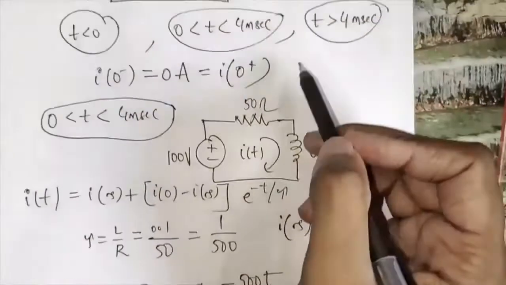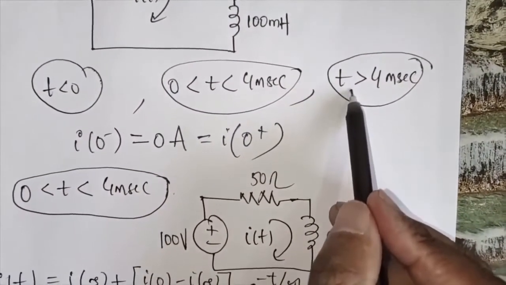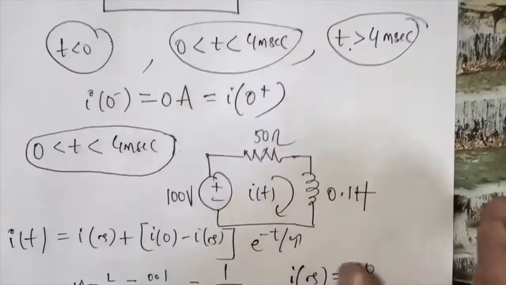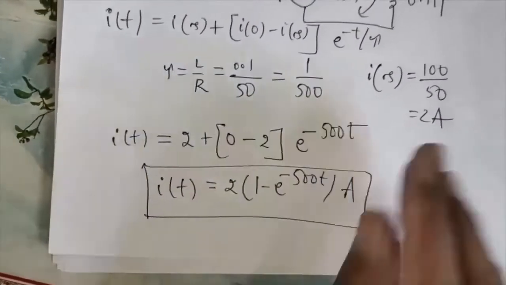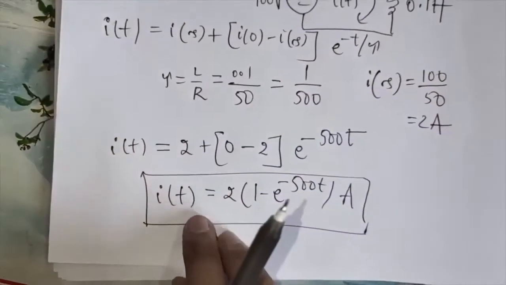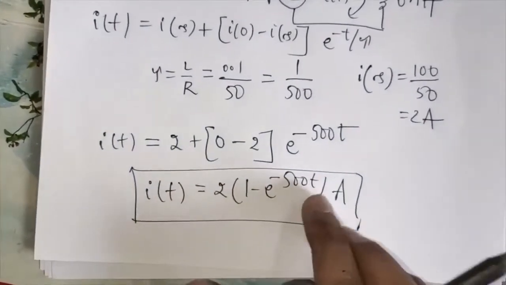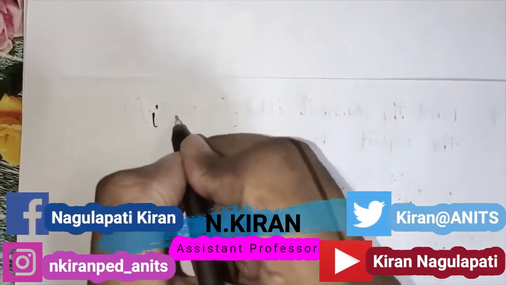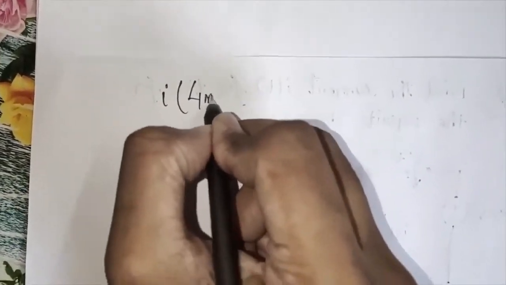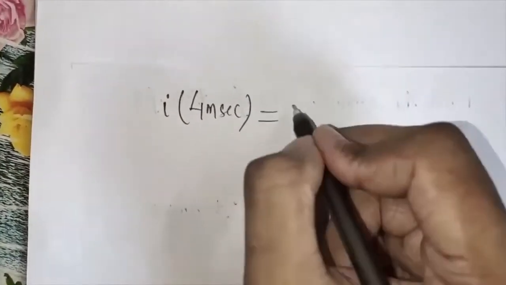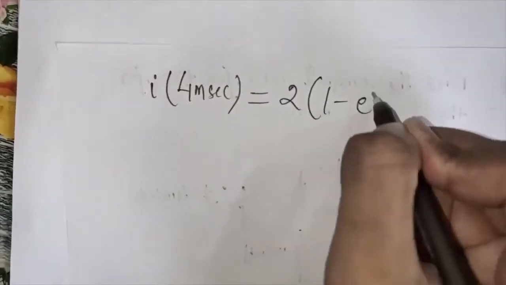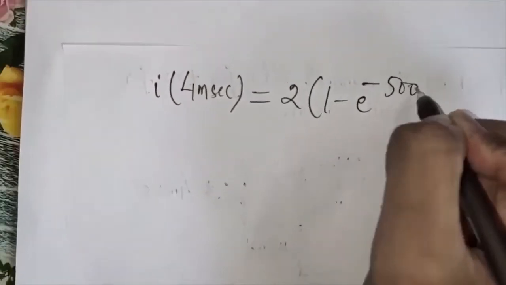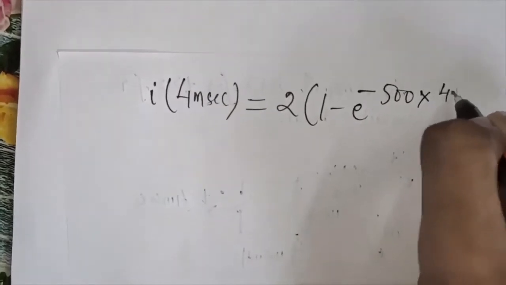Before we find the expression for current for t greater than 4 milliseconds, let us find the value of current at t equal to 4 milliseconds. Substitute t equal to 4 milliseconds in this expression. I of 4 milliseconds is equal to 2 into 1 minus e power minus 500 into 4 milliseconds.